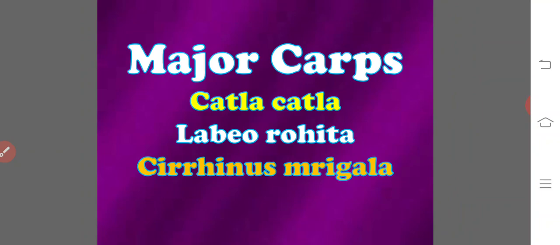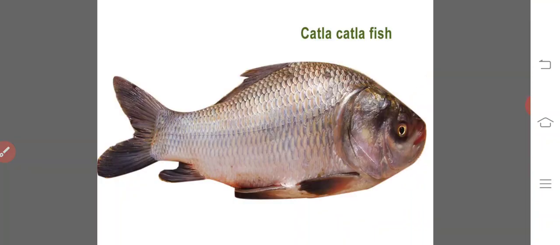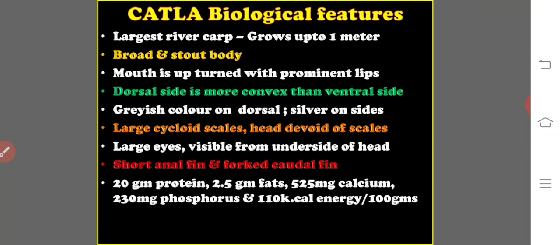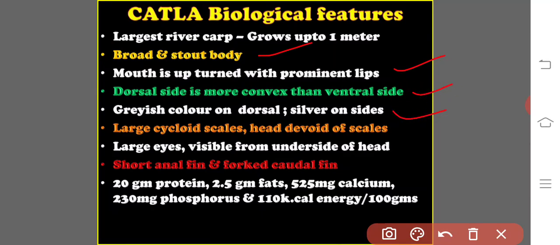The major carps are generally Catla catla, Labeo rohita, and Cirrhinus mrigala. So this is the Catla catla fish. This is the largest carp of the Indian waters. It grows up to 1 meter in length. If you observe the characteristic features of the Catla catla, the body is broad and stout. Mouth is upturned with prominent lips. Dorsal side is more convex than the ventral side. Grayish color on dorsal and silver color on sides.